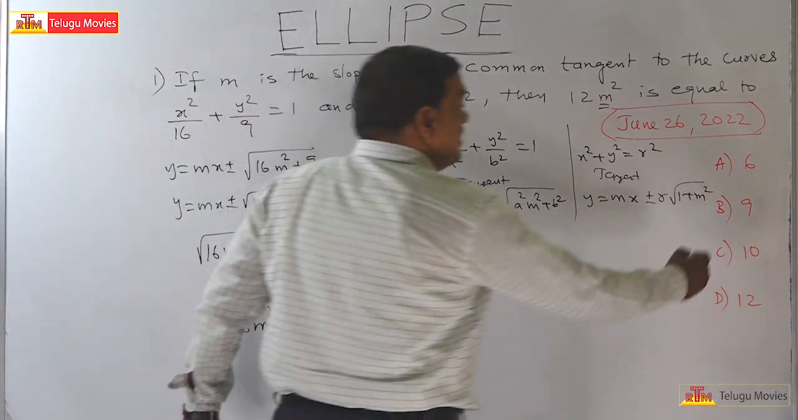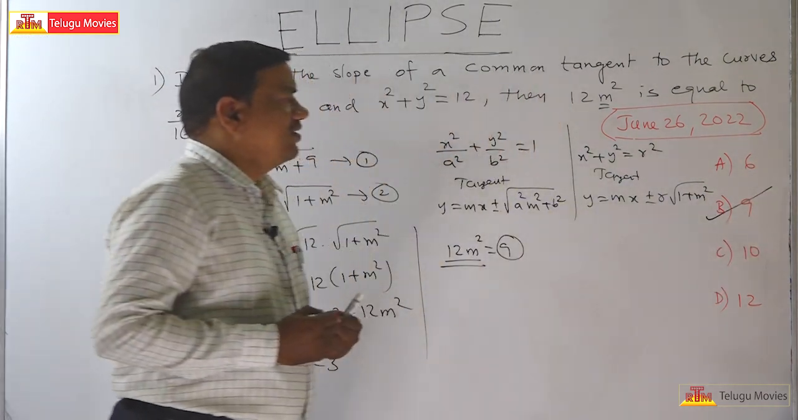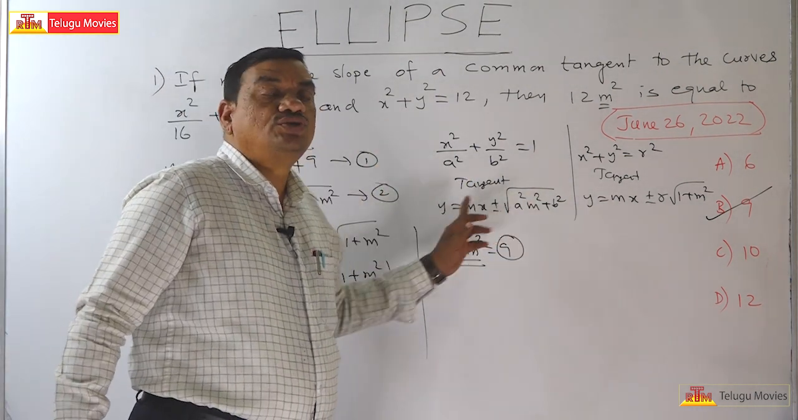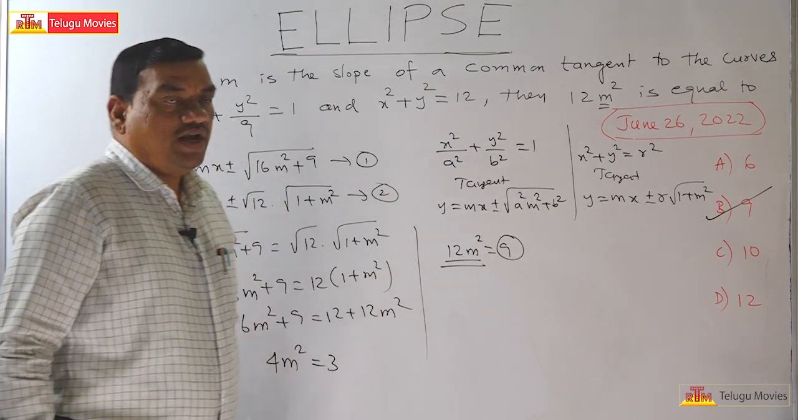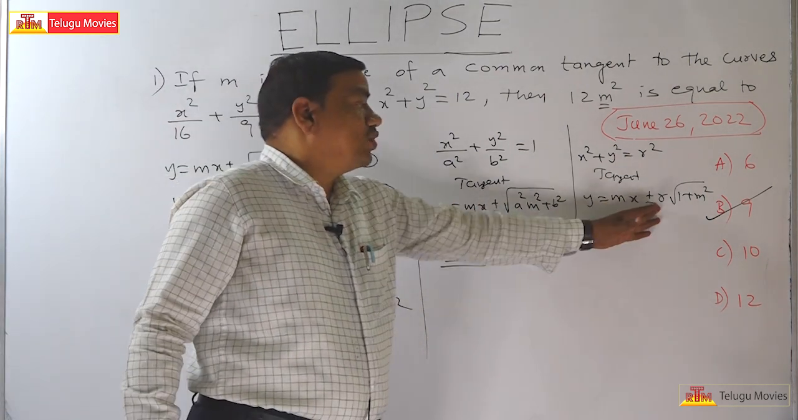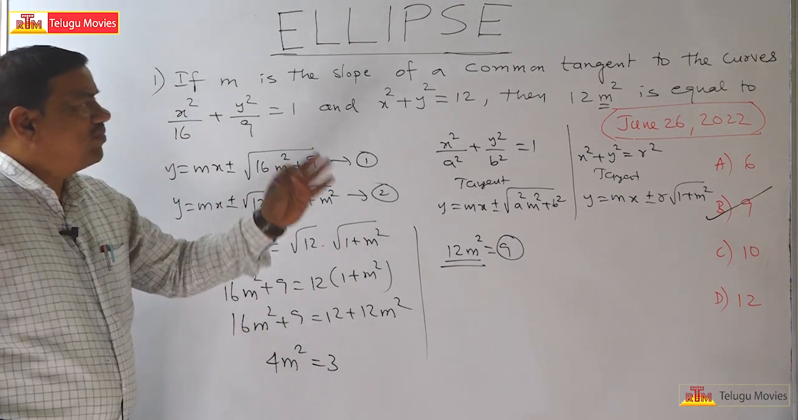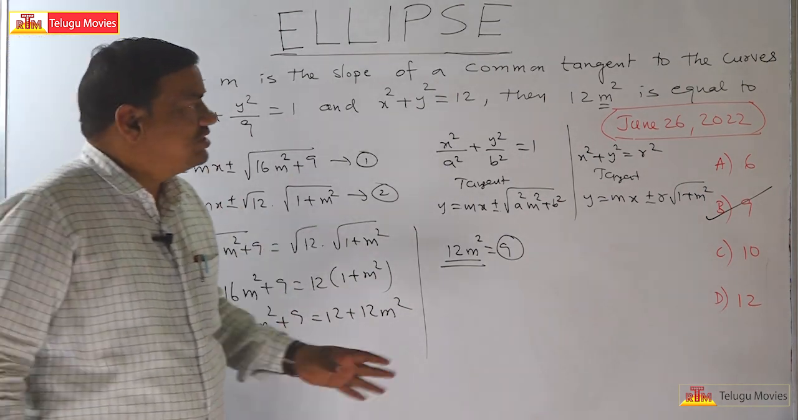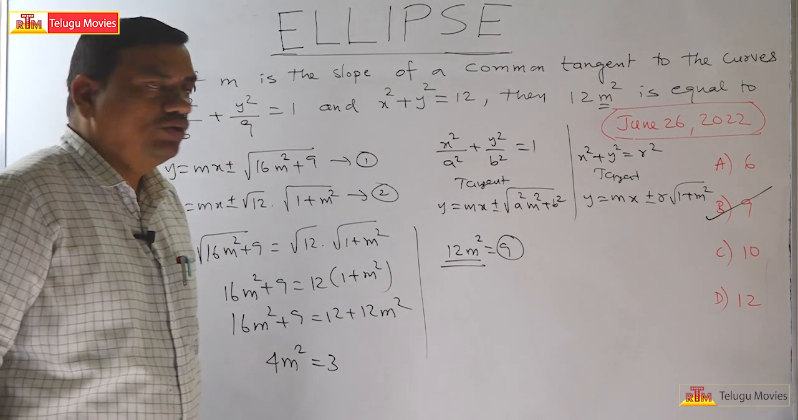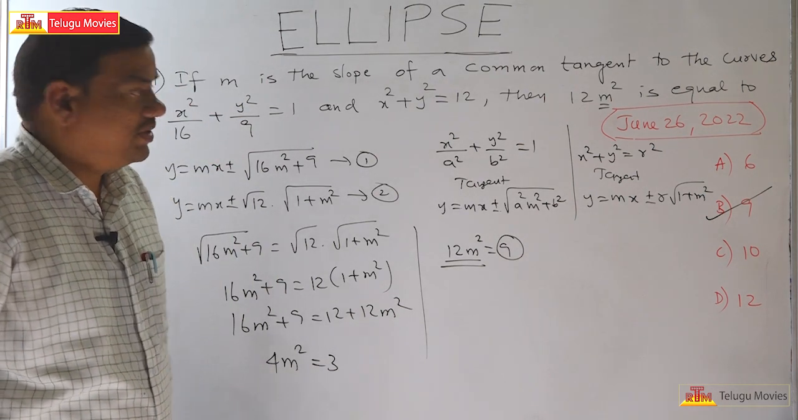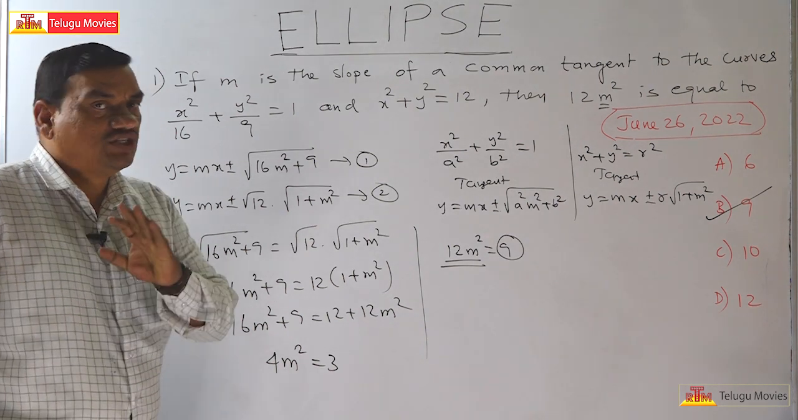Option B is your correct answer. Very easy problem. The only thing is you have to know these two concepts, the tangent conditions. If you know the tangent conditions, the problem is very, very easy. This was asked in the June 2022 JEE Mains examination. I hope that you understand this solution.